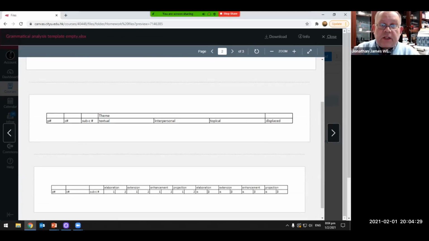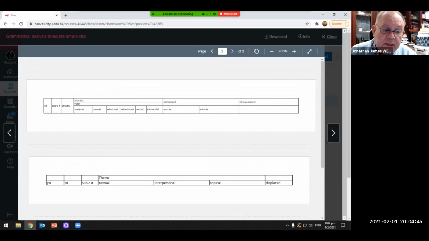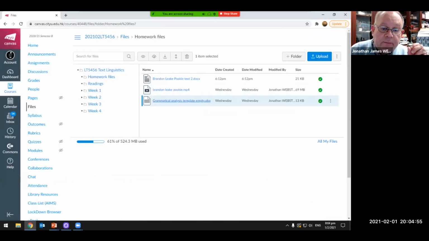So the only analysis that you'll do with a Word document of the four analyses will be the clause one. The others will be done on the Excel worksheet. That's why you can see this is the template. I give you the template, you fill in the data and so forth. Let me close that. And also here I have put the video, all right? So you can watch the video and the text as well.